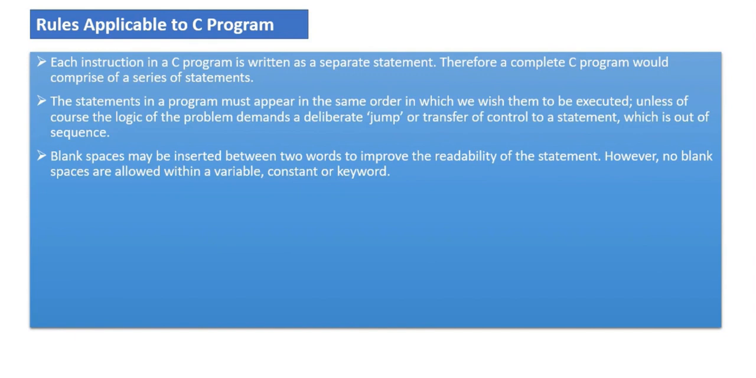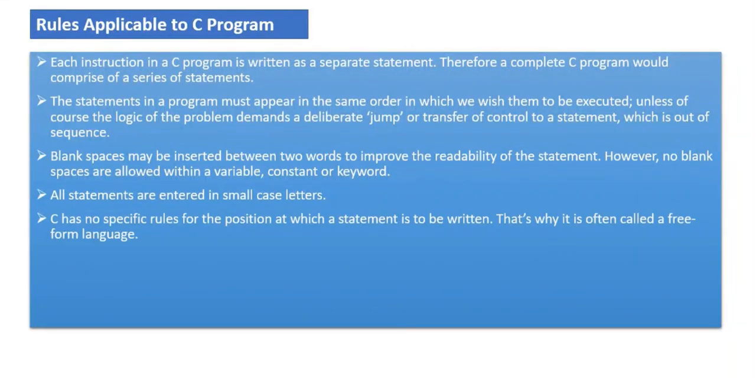However, no blank spaces are allowed within a variable, constant, or keyword. All statements are entered in small case letters. C has no specific rules for the position at which a statement is to be written. That's why it is often called a free-form language. Every C statement must end with a semicolon. Thus, the semicolon acts as a statement terminator.